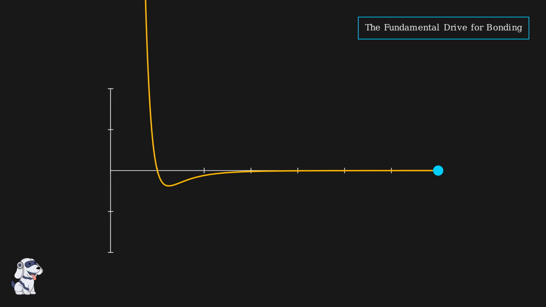As atoms approach the optimal distance, the electrostatic attractions between nuclei and electrons balance the kinetic energy. They settle into the bottom of the potential energy well. This lowest energy state defines the stable bond. By forming a bond, atoms achieve a configuration that is more stable and lower in energy than they could ever achieve alone. Chemical bonding is fundamentally an optimization problem. Atoms strive to reach a state of minimum potential energy.